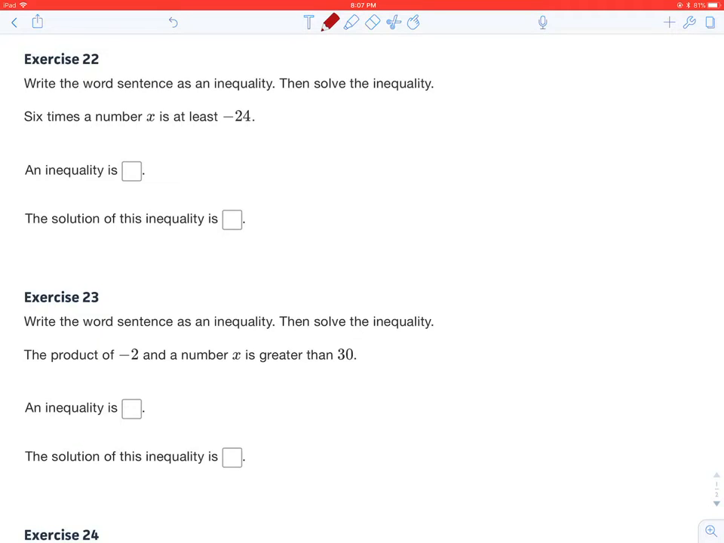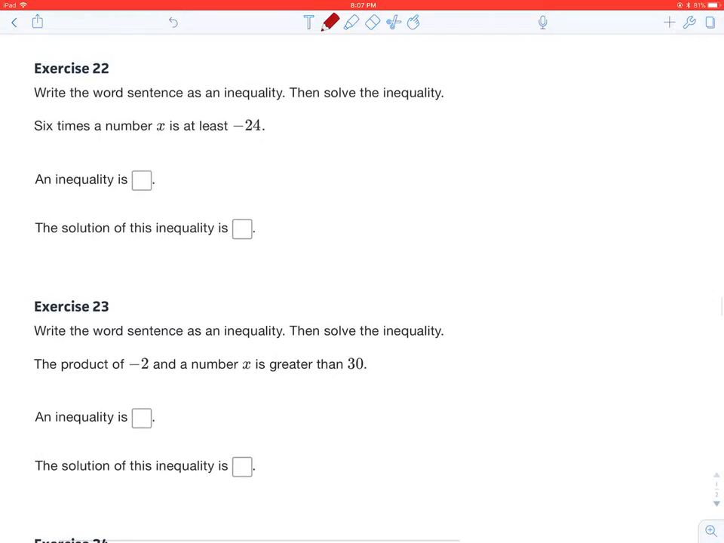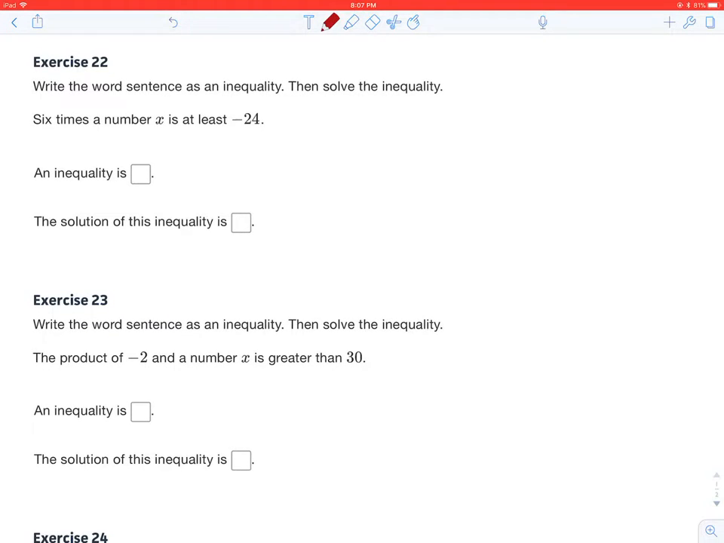Exercise 22, write the word sentence as an inequality, then solve the inequality. Same kind of problems for 22, 23. So in 22, we're being asked to turn 6 times the number x is at least negative 24. I think you guys all can probably see that 6 times x is the same thing as 6x. I think it'll take it if you put a multiplication sign in the middle, but to be safe, just put 6x is at least negative 24.